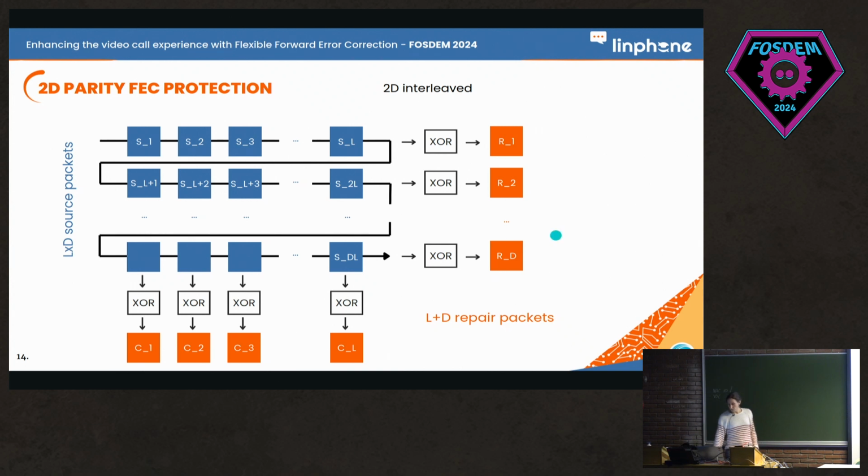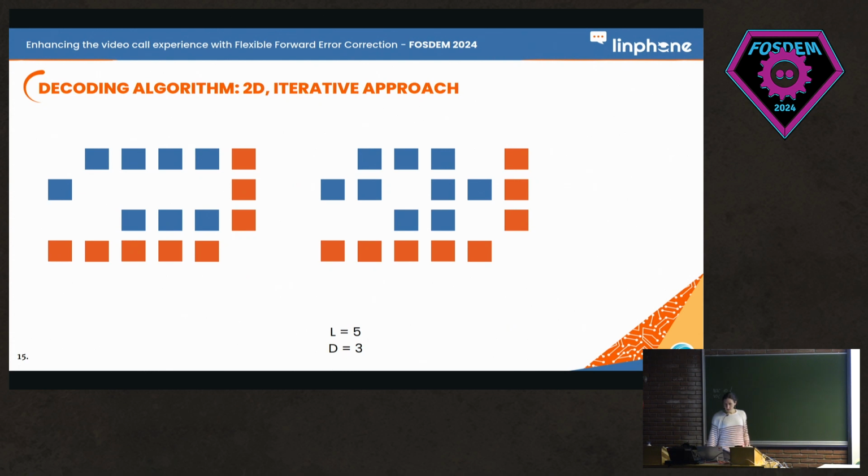Here you have simply the combination of row protection and column protection, and it generates L plus D repair packets. In this case, you have in the RFC an iterative algorithm to recover the lost packets. So here I show you two examples, with a long burst here and here with random loss.